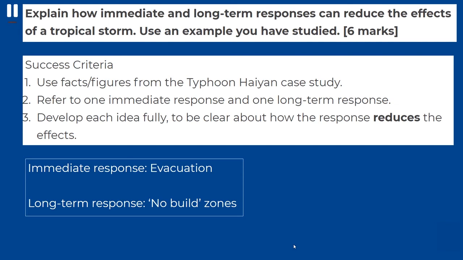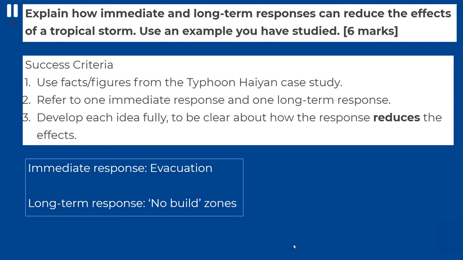So let's think about what we might need to include in our answer. You must use facts and figures from the Typhoon Haiyan case study because the question asks you to use an example you've studied. I would refer to one immediate response and one long-term response to be able to gain your marks, so you can get 3 marks for each. You must fully develop each of your ideas to be clear about how the response reduces the effects. So how does the response reduce deaths and damage within the context of a tropical storm?